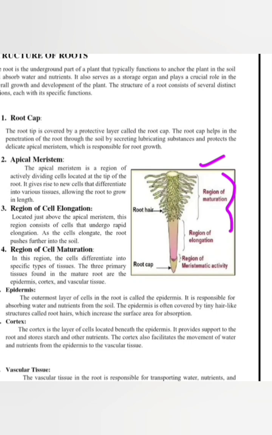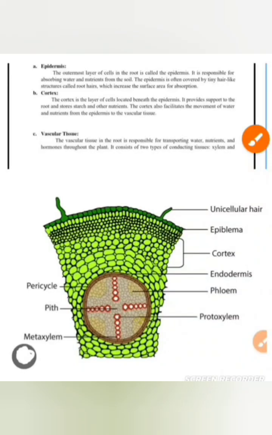The three primary tissues found in this region of maturation are the epidermis, cortex, and vascular tissues. So in this region, the cells differentiate into specific types of tissues. Which are they? The epidermis, cortex, and vascular tissues. So what are the functions of these tissues?